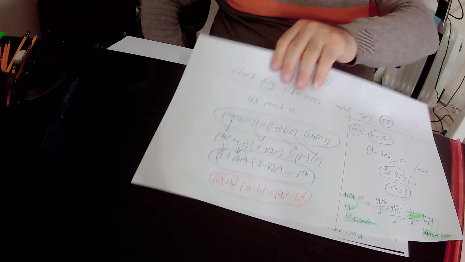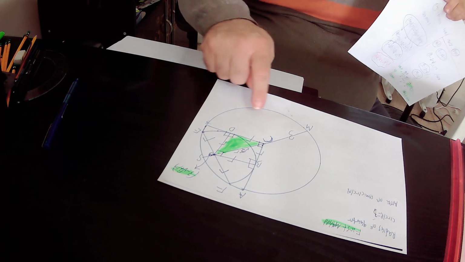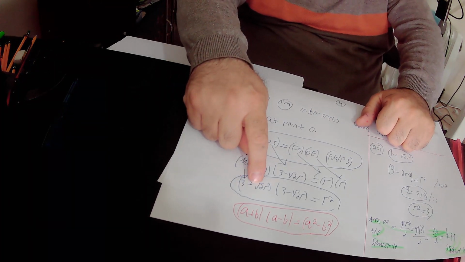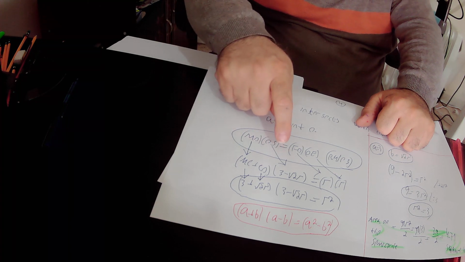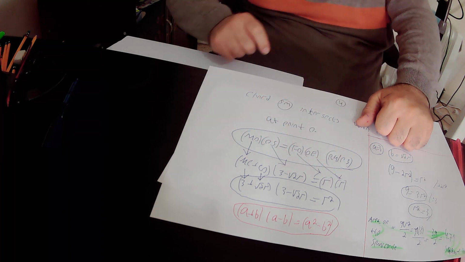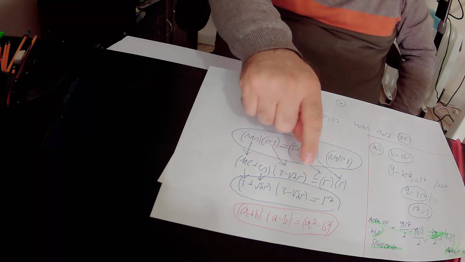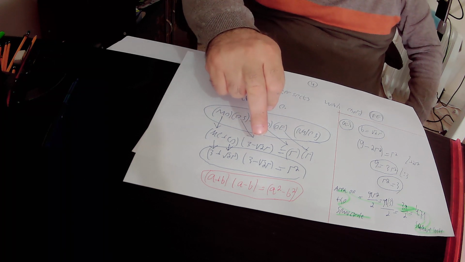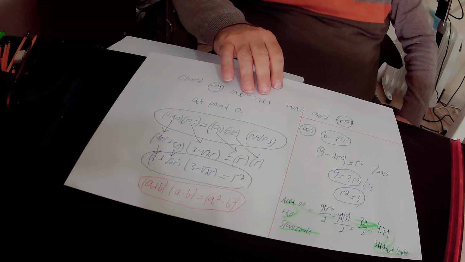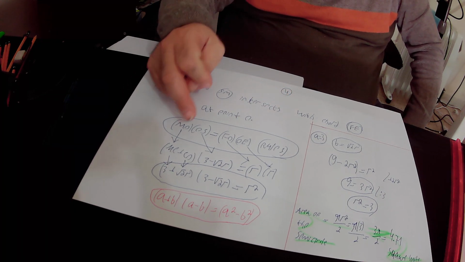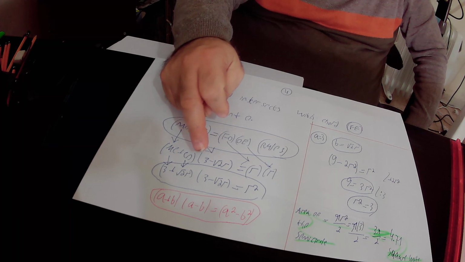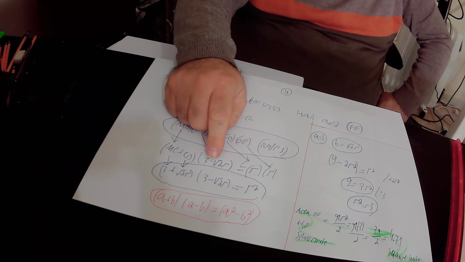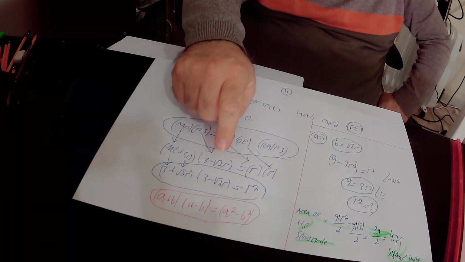So MC is 3 units, CO is square root of 2R. Again, MC is 3 units and CO is square root of 2 times R, times 3 minus square root of 2R equals R squared. This expression is very similar to the algebraic identity (a plus b) times (a minus b) equals a squared minus b squared. In our specific expression, a equals 3 and b equals square root of 2R.